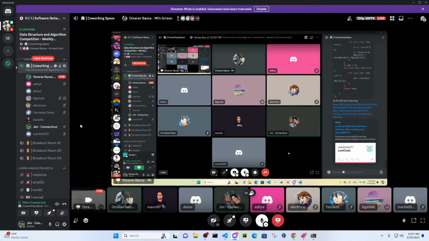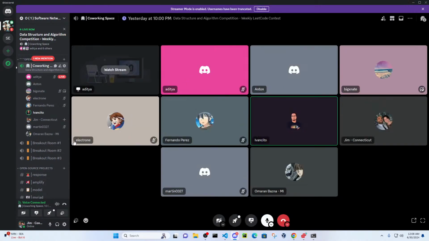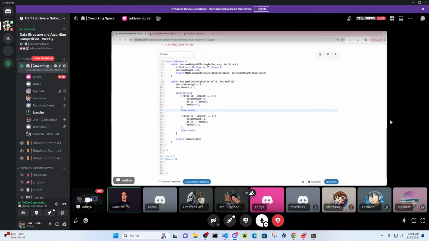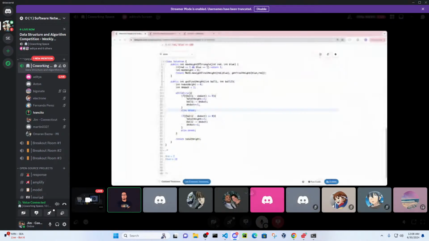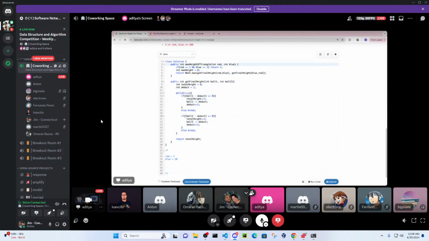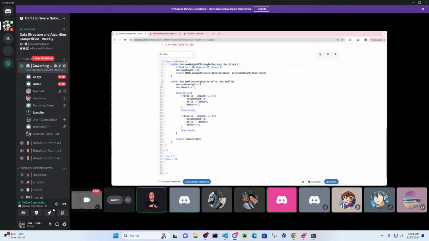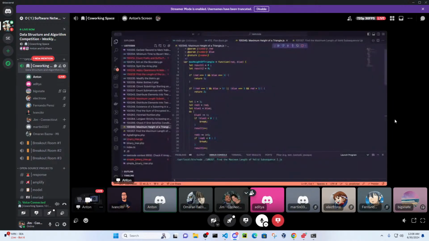Does anyone else have a solution they want to share? Yep. I was also trying to do it in the same loop, and that's probably what took most of the time. I just did it this way. It's the same logic, but I created a separate function and did that, just to keep it simple. So I can show mine as well. Give me a second. The idea is the same.